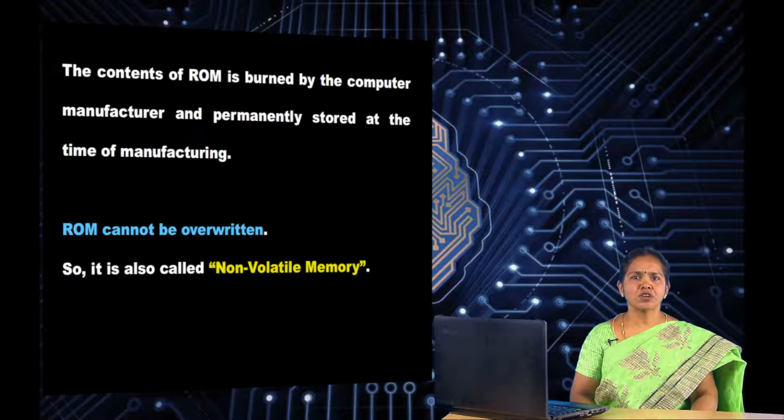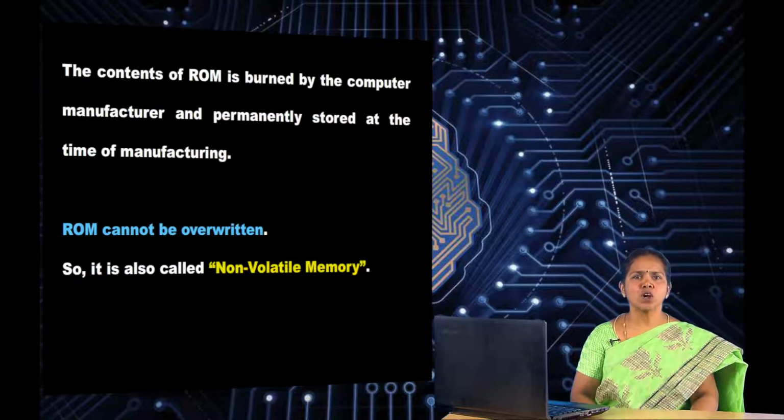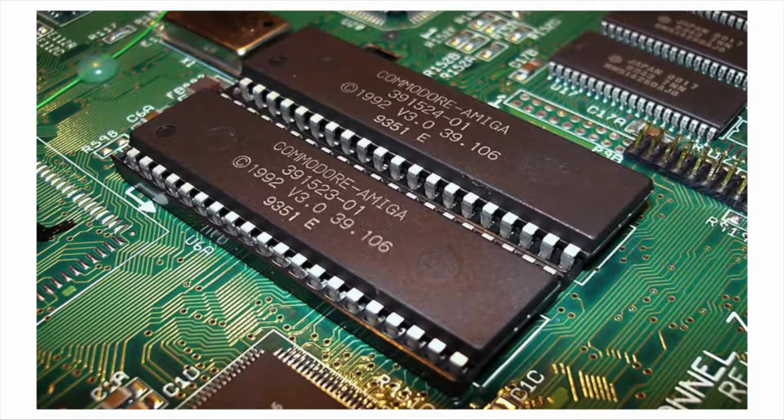The contents of ROM are burnt by the computer manufacturer and permanently stored at the time of manufacturing. So, ROM cannot be overwritten. So, it is also called non-volatile memory. A typical ROM is shown on the screen.